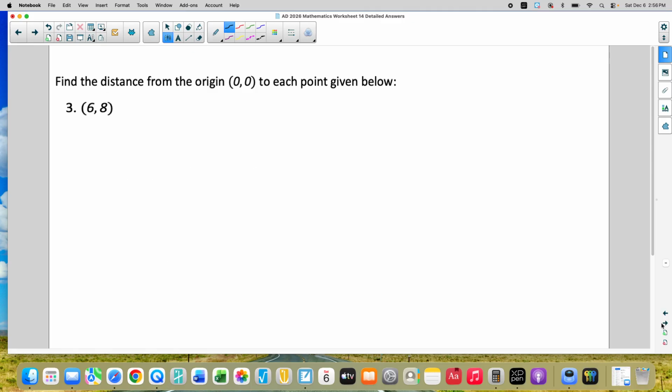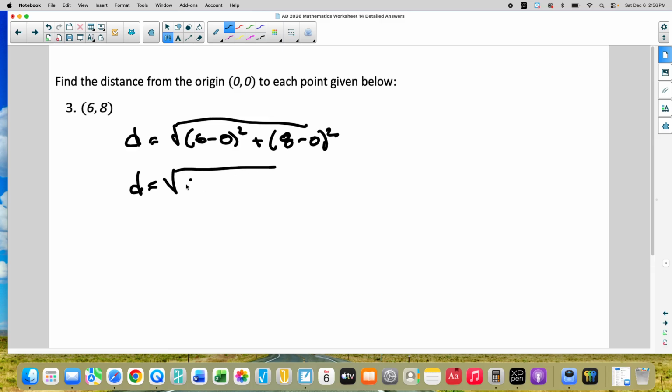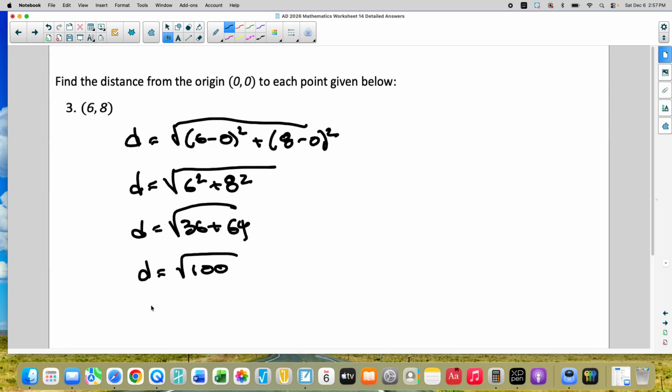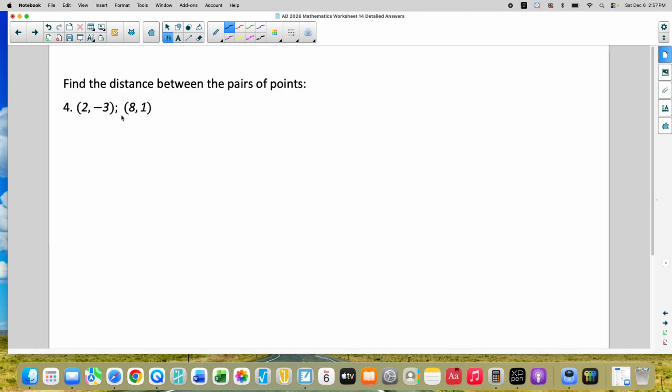So we just continue to do this each time. It's really easy. 6 minus 0 squared plus 8 minus 0 squared. Distance equals 6 squared plus 8 squared. Distance equals 36 plus 64, which equals 100. Distance equals the square root of 100, so that distance is going to be 10 away. Now this is where it gets good.